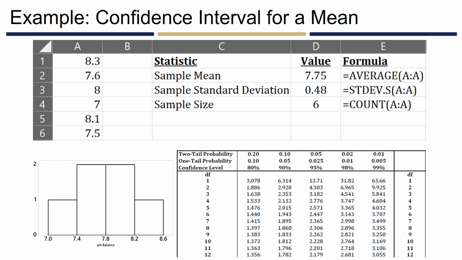Now, going back to this slide again, we already know that the sample mean is 7.75, the sample standard deviation is 0.48, and our sample size is 6. This gives us 3 of the 4 values that we need in order to calculate this confidence interval. The last value that we need is our critical value from the t-distribution. Now, we have 6 observations here, meaning that we're going to have n-1 or 5 degrees of freedom. Looking at our t-table, if we intersect the row for 5 degrees of freedom with the column for 95% confidence, we're going to end up with a critical value here of 2.571.